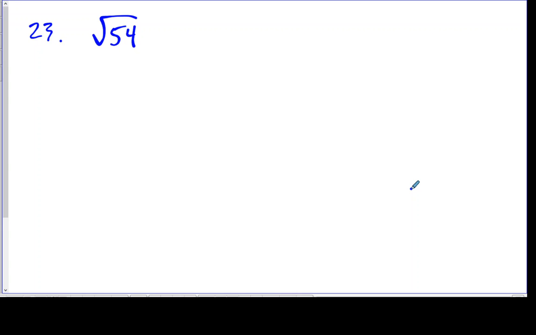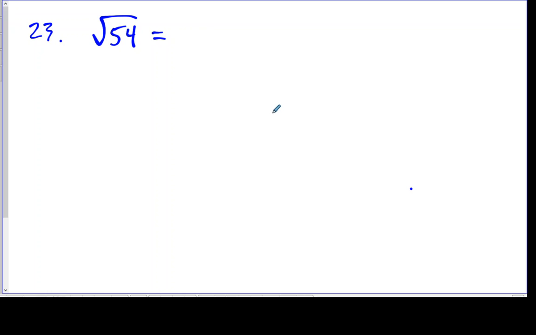Okay, let's look at these problems. So on these first three, we wanted to simplify these radical expressions. That means we want to be thinking, first of all, just look at the number and think, is 54 a perfect square? Can you take the square root of 54? No, 54 is not a perfect square. So now you need to think, can I simplify it by taking out perfect square factors?